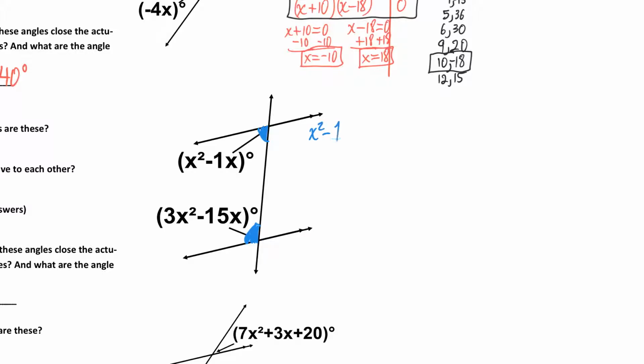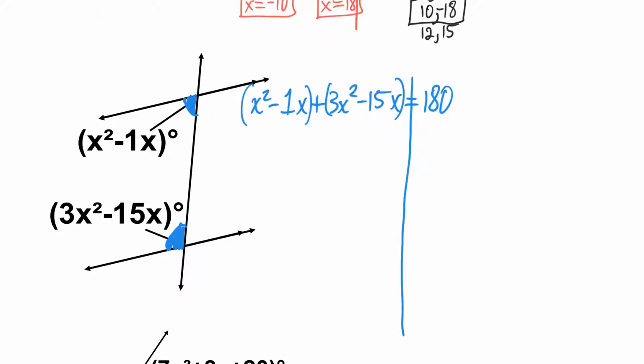x squared minus 4x plus 3x squared minus 15x equals 180. All right, so like that. Now on the left-hand side, are there any like terms we can combine? Yeah. Negative 1x and negative 15x, and then x squared and 3x squared. So we have a 1x squared and a 3x squared. What's that going to make? 4x squared. And then I have a negative 1x and a negative 15x. What's that going to make? Negative 16x equals 180.